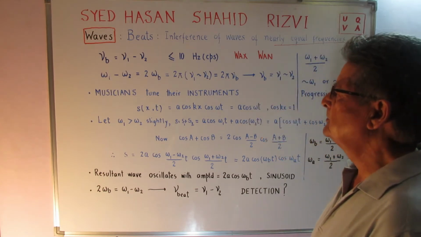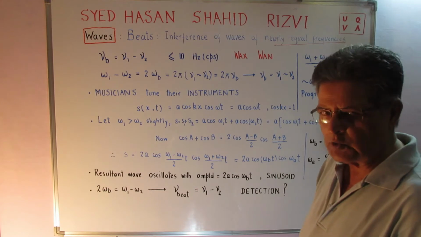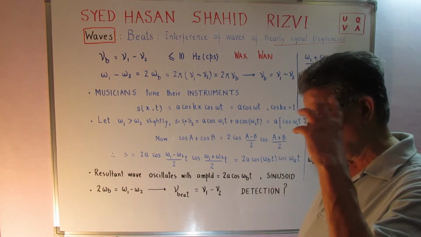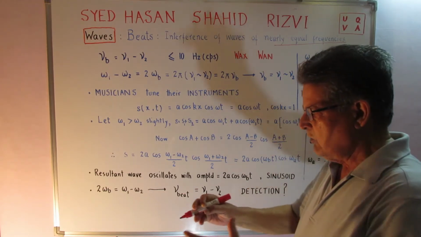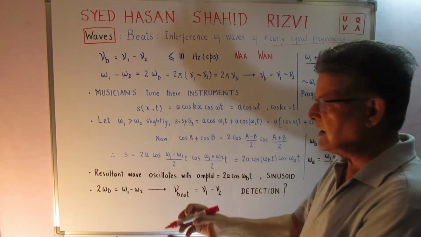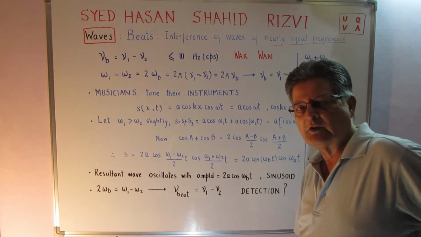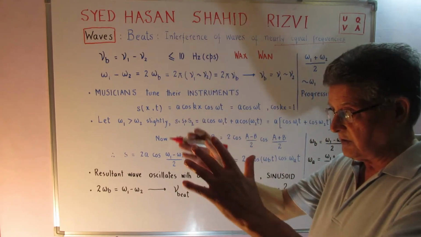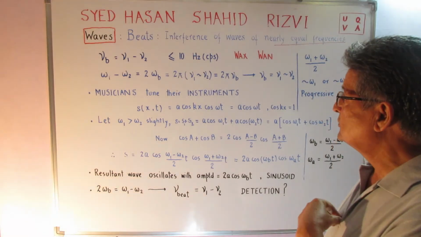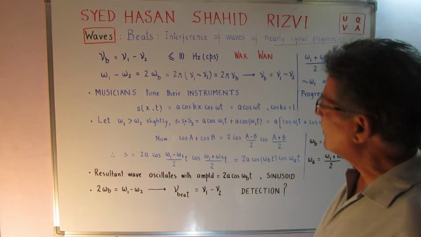Actually, what happens in the phenomenon of beats is that the sounds which come to our ears wax and wane, wax and wane. So there is waxing and waning, just like the moon waxing and the moon waning when you look at the moon.